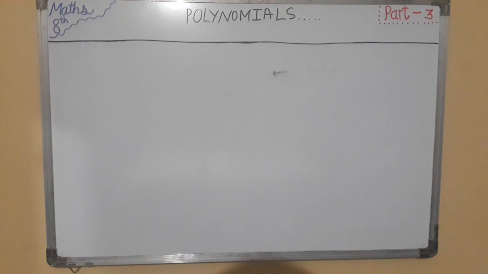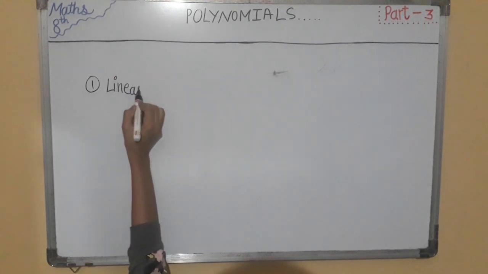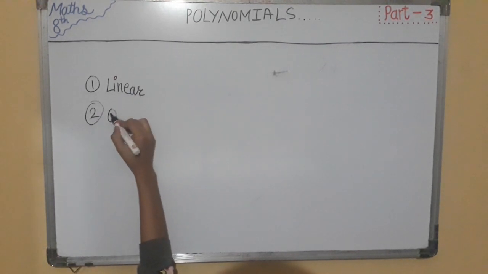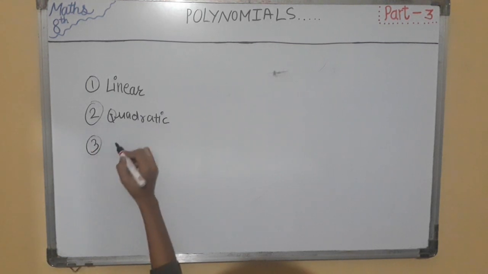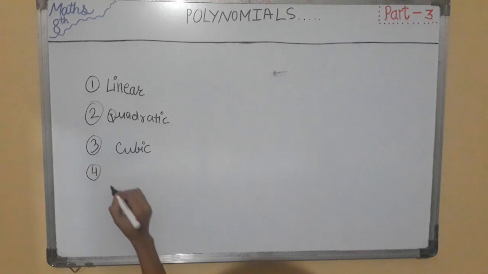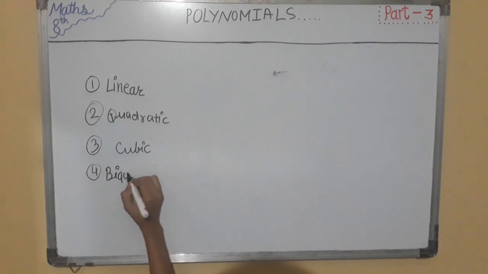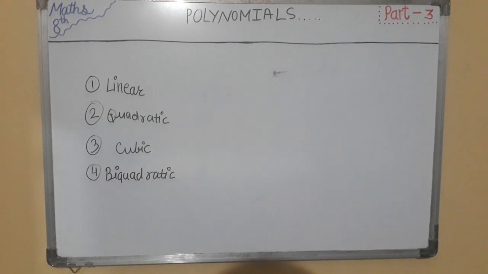So first type is linear polynomial. Second is quadratic. Third is cubic. Fourth is biquadratic polynomials.